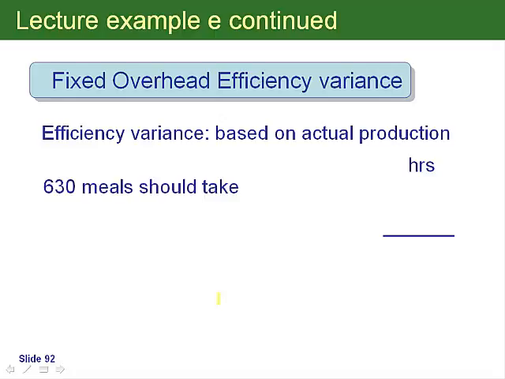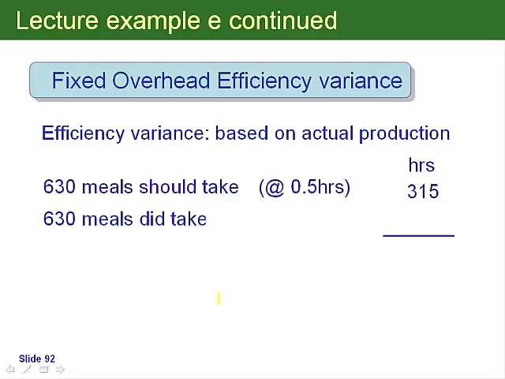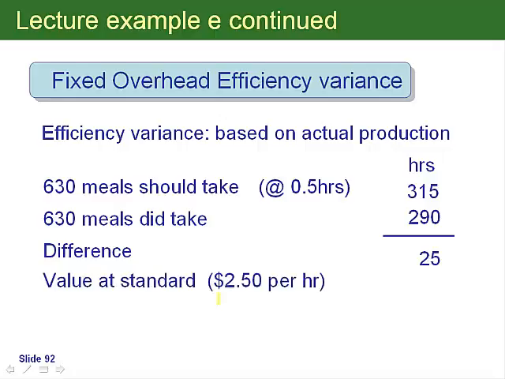Now efficiency variance, again, will be familiar. We've got our 25 favourable labour hours that we've seen already for both the labour and the variable overhead efficiency. Fixed overhead efficiency exactly the same. The only difference is that we value it at the fixed overhead absorption rates per hour. So this time we have a favourable variance of 62.50.